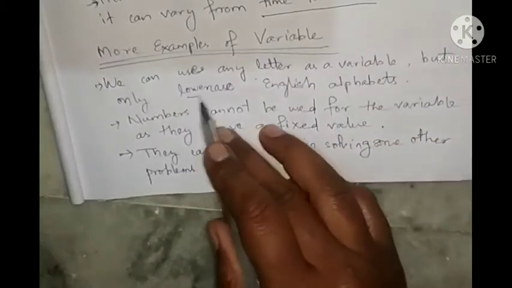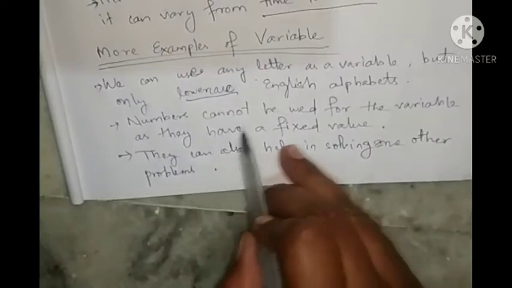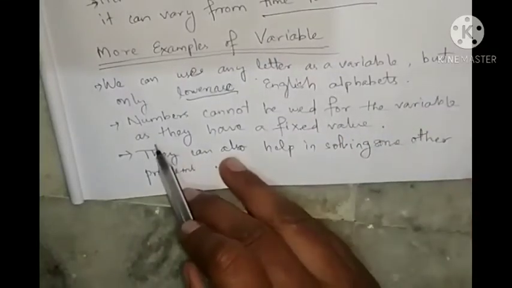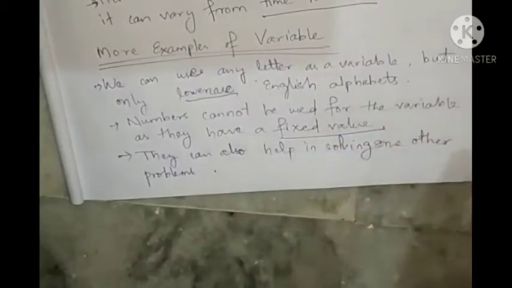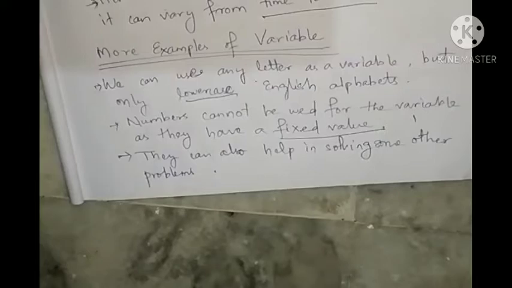But only lowercase English alphabet. That must be lowercase. Lowercase means small letter. Numbers cannot be used for the variable as they have fixed value. We cannot use number as variable. Like 1 means 1 number, 2 means 2 numbers, 6 means 6 numbers. So that is fixed. So we cannot use number as a variable.